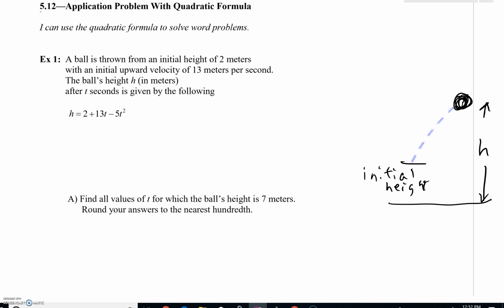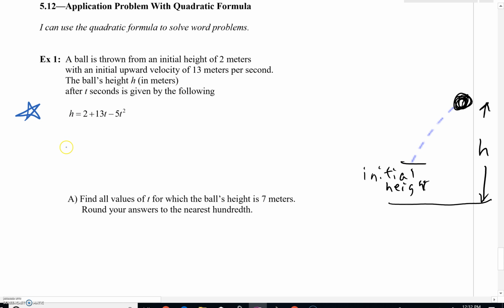But let's just read this. A ball is thrown from an initial height of 2 meters with an initial upward velocity of 13 meters per second. The ball's height after t seconds is given here. I've got good news. You'll never have to write that equation. You're always going to be given that.